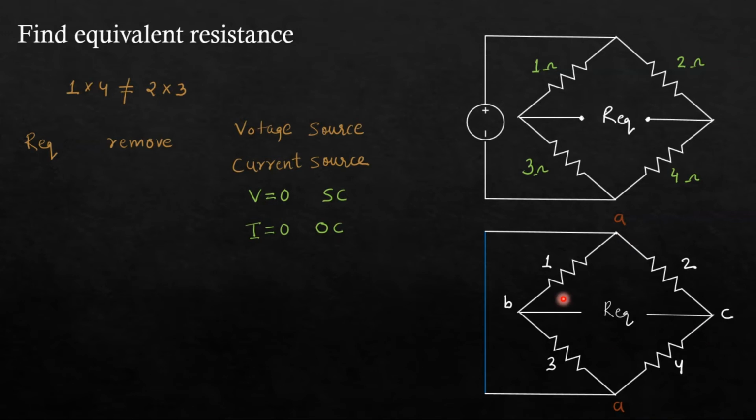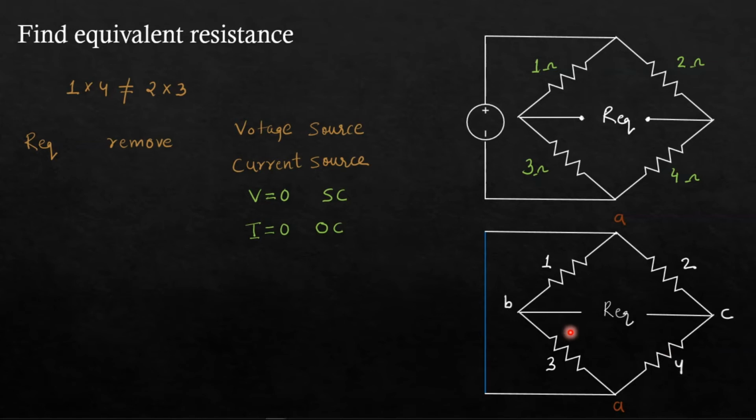Now the criterion for two elements to be in parallel is that they should have two terminals in common. You can see here the 1 ohm resistance is connected between A and B terminals, and this resistor is also connected between A and B terminals. That means they have two terminals in common. That's why these two resistors are in parallel. In the same way, these two are in parallel because A and C are common. Two nodes are in common.